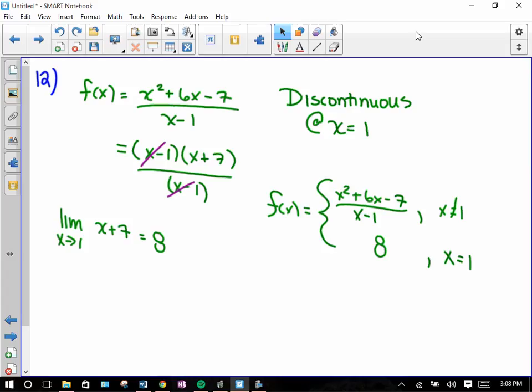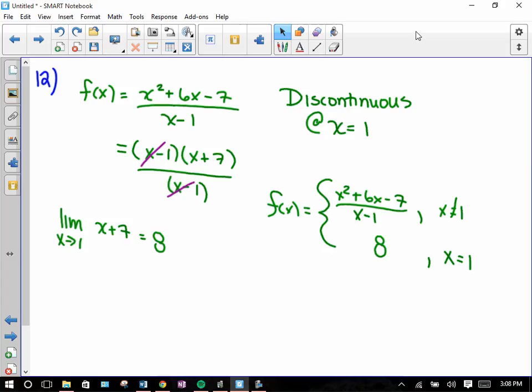The next part is your calculator part. Again, you just find the limit of whatever's left over as x approaches whatever, x equals 1 in this case, and then you write your extended function.